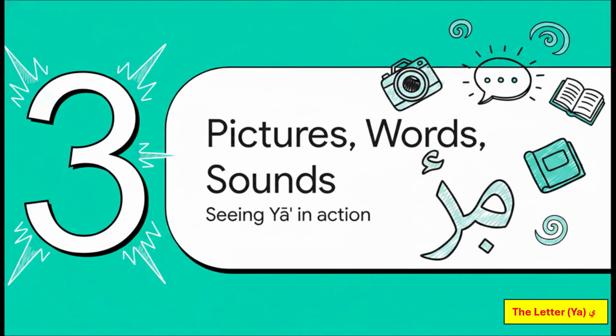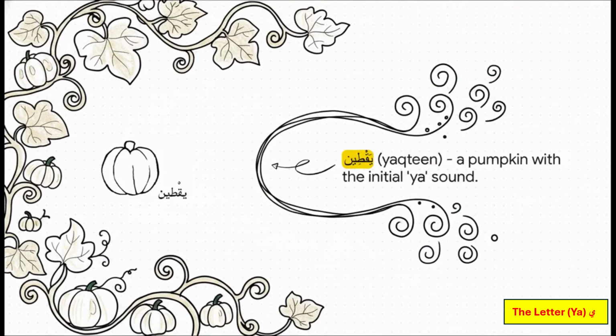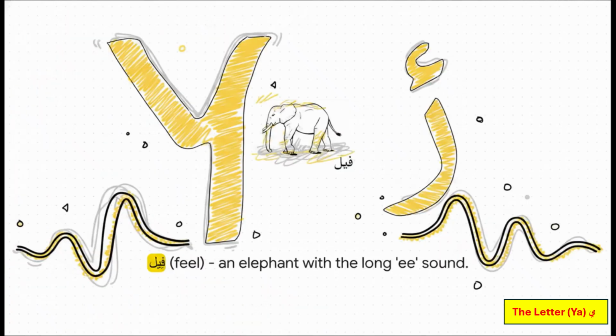This is where it all really starts to make sense, seeing ya as part of real words. Okay, check out this pumpkin. In Arabic, we call it yaqteen. You can see it and hear it right there at the beginning. That's our ya sound, kicking things off. Yaqteen.